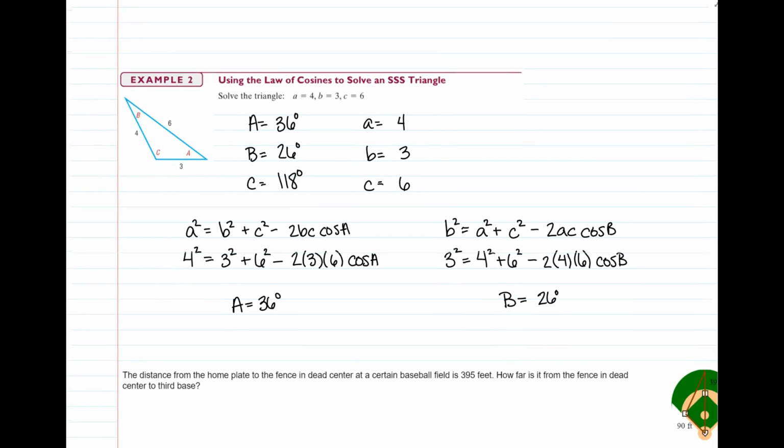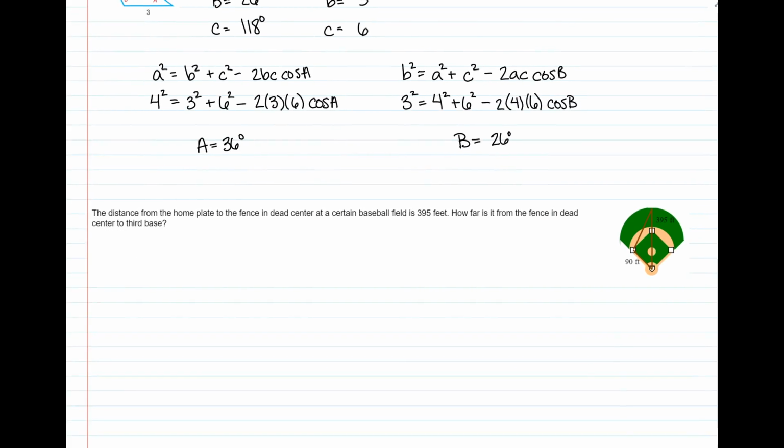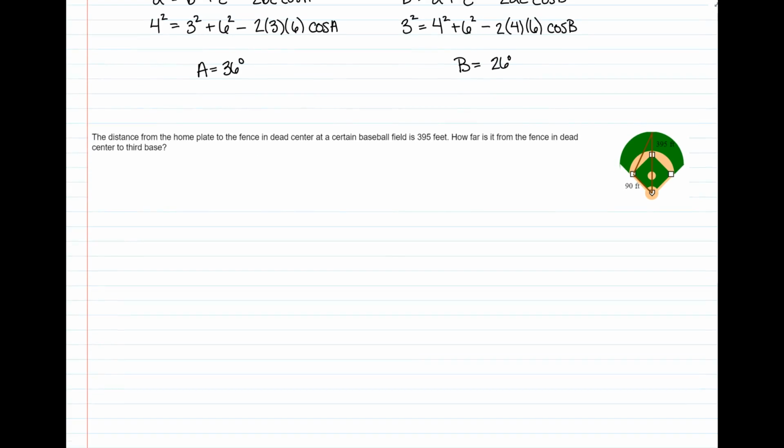Okay, let's do a word problem. This is our last one. The distance from home plate to the fence in dead center of a certain baseball field is 395 feet. So here you've got home plate. Here's the fence, 395 feet. Okay, third base is over here somewhere. And we want to know how far it is from the fence to dead center of third base. So this is the side we're looking for.